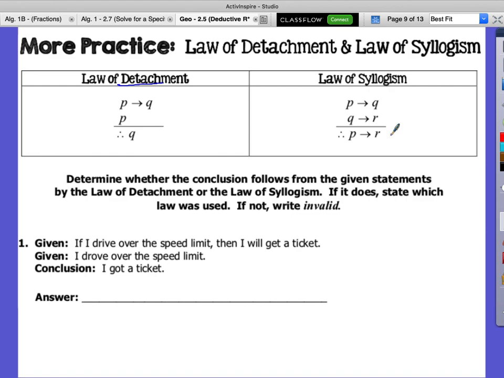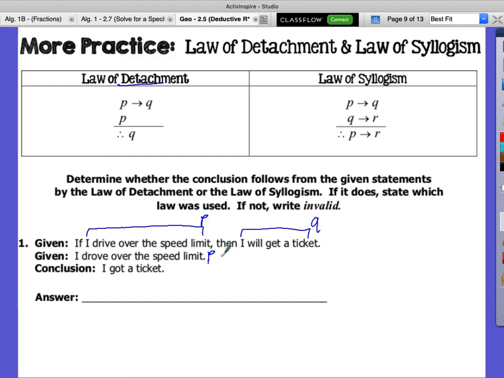The first thing we're given: if I drive over the speed limit, then I will get a ticket. That's a conditional statement, if, then. I drive over the speed limit is going to be our P. I will get a ticket will be our what? Q, okay? I drove over the speed limit. That's P. So which law would we be set up to use then? It's the law of detachment.